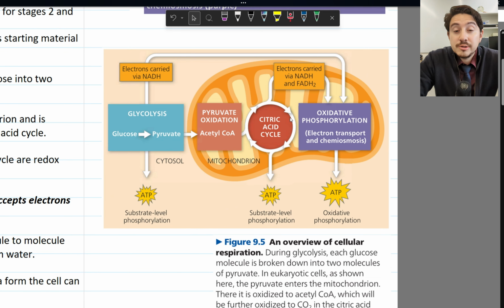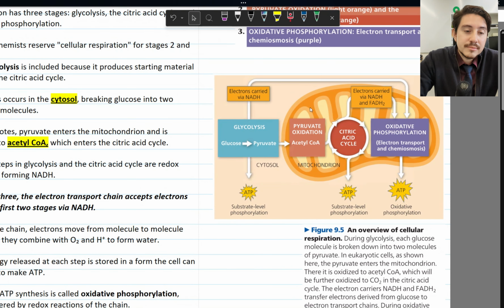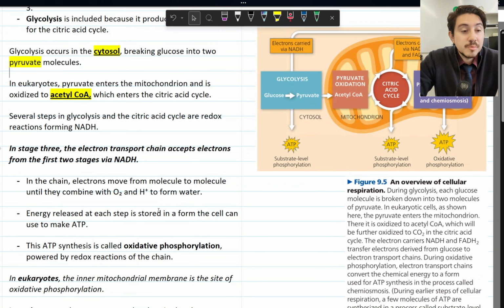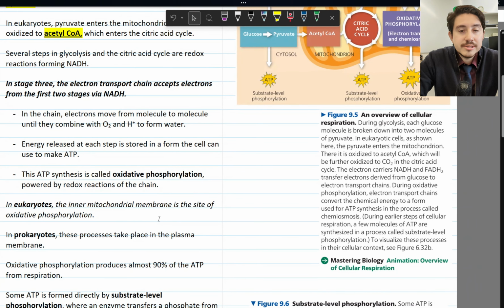Okay, and you can see a general overview of what I'm referring to here. It is important to know how much ATP is being produced in each particular stage and where the stages are located. Glycolysis occurs in the cytosol, pyruvate oxidation and citric acid cycle occur in the mitochondria, and also oxidative phosphorylation occurs on the inner membrane. So this is a very good diagram for you to summarize for yourself, to explain to yourself. All right, so let's continue on.